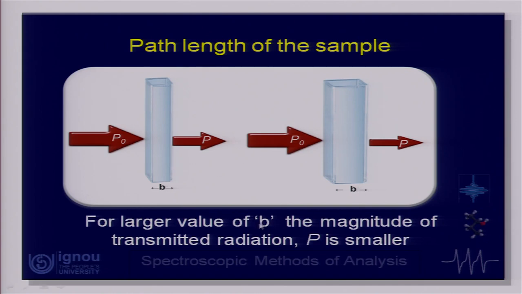But as against that, if I have a wider cuvette, radiation comes in there. When it passes through this, it meets many more molecules, so the probability of it getting absorbed is more, and when it comes out, it has lesser intensity. So for a larger value of b, which is the thickness of the absorbing medium, the intensity of radiation coming out will be less. We'll elaborate on that in the next session when we talk about UV spectroscopy.